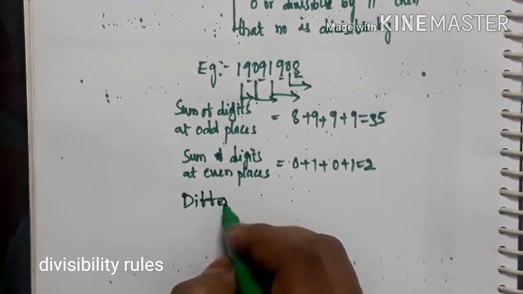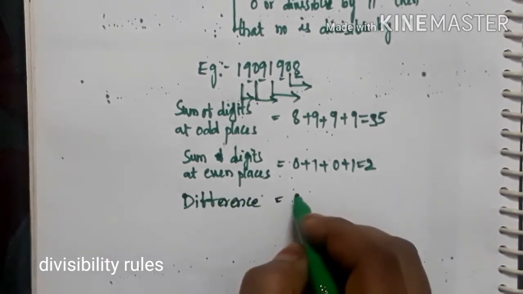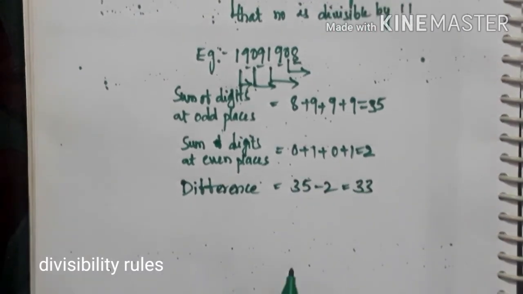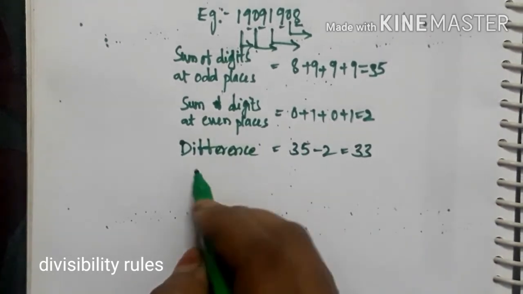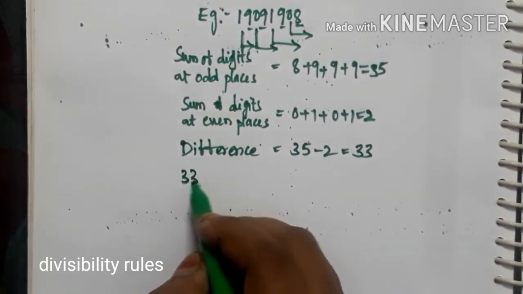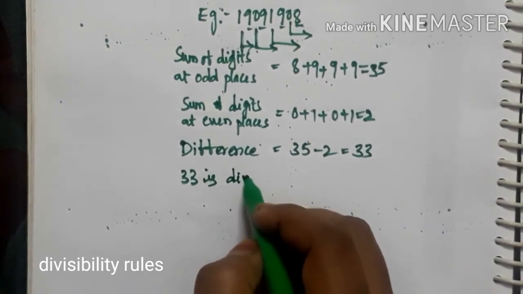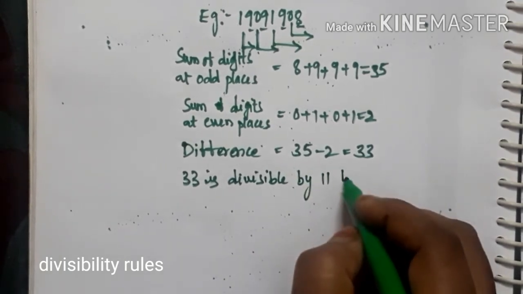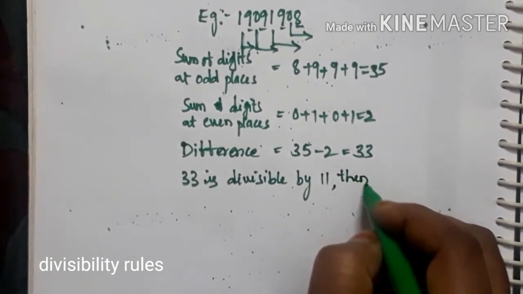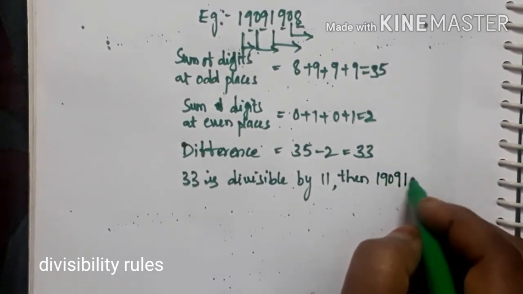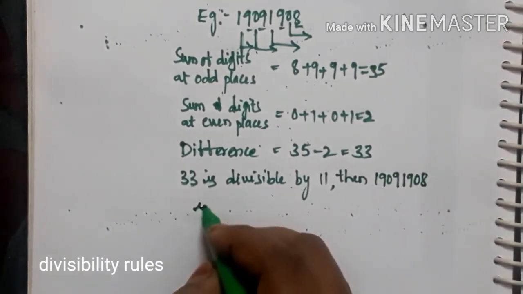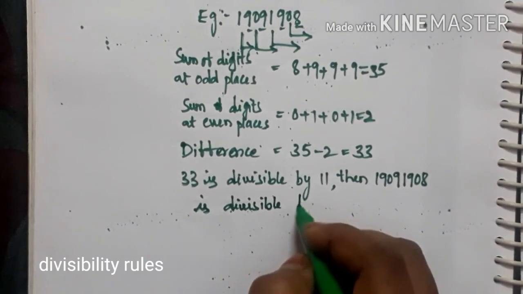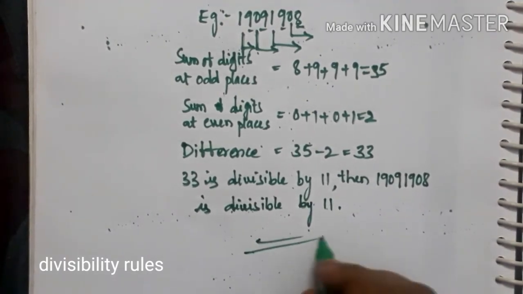Difference between the sum of digits at odd places and the sum of digits at even places. That is 35 minus 2, that equals 33. So 33 is divisible by 11, because 11 threes are 33. We will get remainder as 0. So it is exactly divisible by 11. So 1 crore 90 lakhs 91,908 is divisible by 11. Thank you.